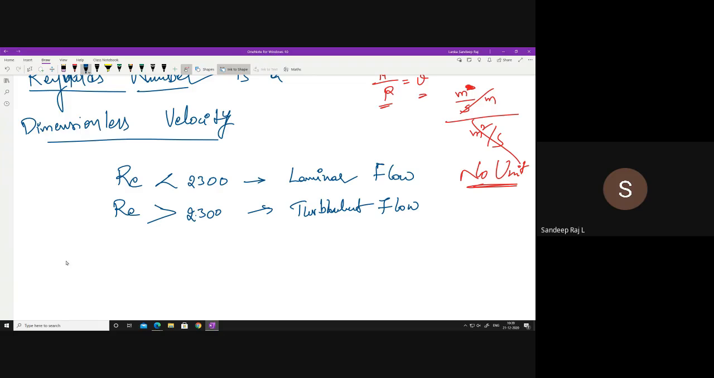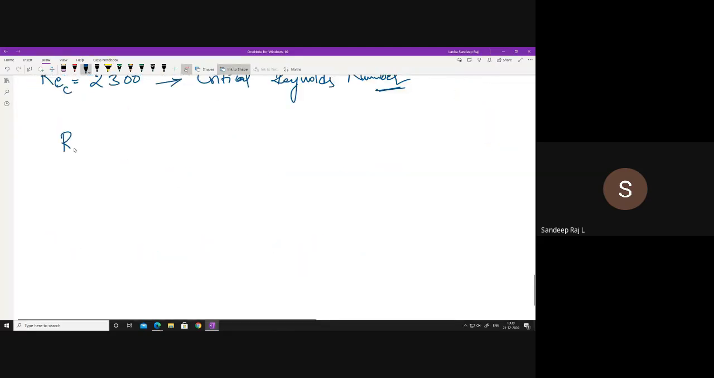One more important thing is, what is this 2300? This 2300 is called the critical Reynolds number. Why do you call it the critical Reynolds number? Because based on this number, the kind of flow, whether it is laminar or turbulent, is decided. We have just said that the Reynolds number is the ratio of the inertia force to the viscous force.